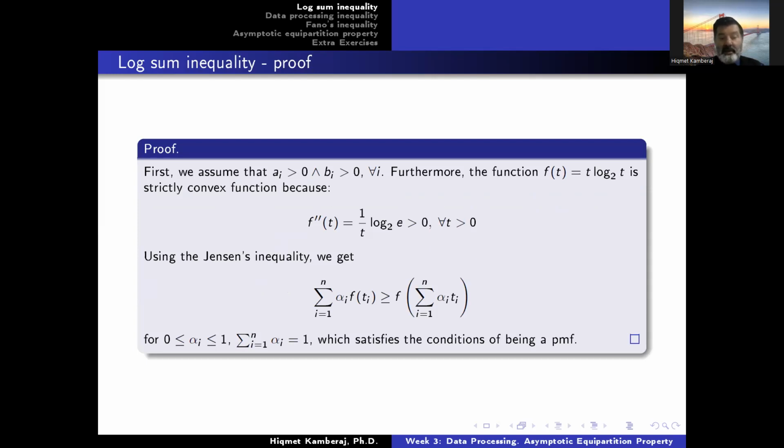Using Jensen's inequality, we get that the sum over i from 1 to n of alpha i f of ti is greater than or equal to f of the sum over i from 1 to n of alpha i ti, for every alpha i between 0 and 1, including 0 and 1, and the sum of alpha i from 1 to n is equal to 1, which satisfies the condition of being a probability mass function.